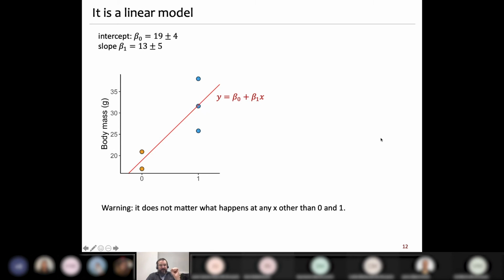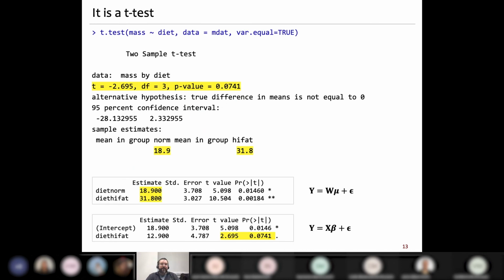However, this is not a great representation because our predictor is categorical, not numerical, and it really doesn't matter what the value of the response is in between them. So this just shows you that this is a linear model, but it's not the greatest representation. Actually, just forget about it.